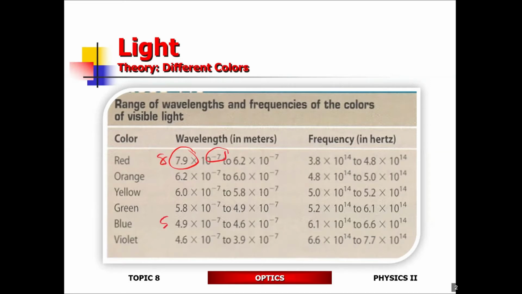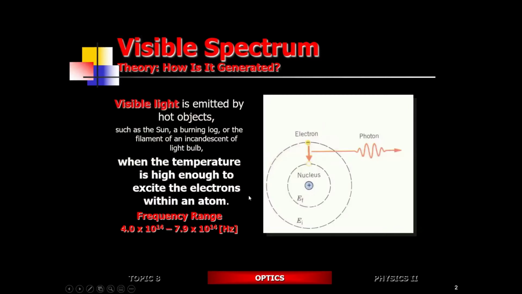So if that's the case, which one has a larger wavelength? Is it the red, or is it the blue? That's the only thing I want you to remember. Red is gonna have a wavelength which is gonna be larger than blue. That's all the background stuff that you need right now. We discussed how light is created last time, a number of times actually.